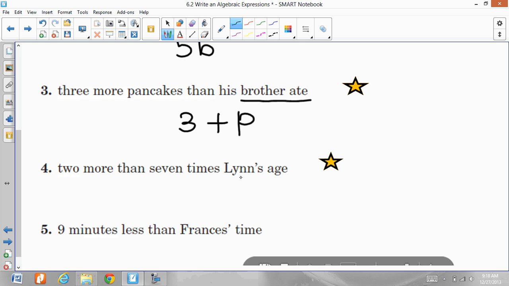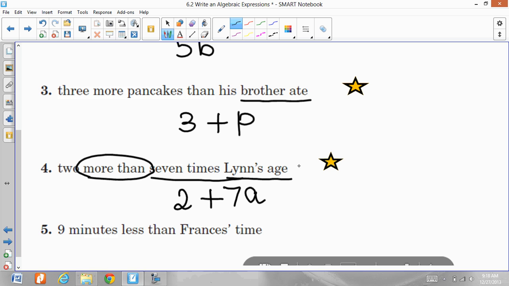2 more than 7 times Lynn's age. You don't know what Lynn's age is, so I'm going to call that A. And 7 times Lynn's age is going to be 7A. And 2 more than means plus 2. You have to read it backwards to make sense of the question. So the starting point is Lynn's age, the one that you do not know. Lynn's age is A. Reading it backwards, 7 times that number is 7 times A. And more than is plus 2.